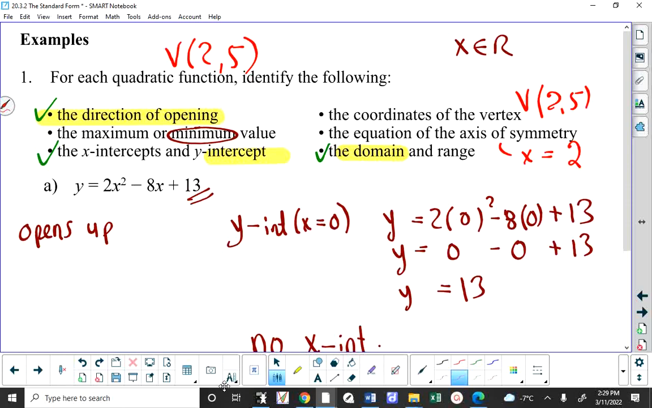What can we say about the minimum value? The minimum is y equals 5 at x equals 2. What else am I missing here? That's it. I've got it all, don't I? Oh, the range. Thank you. It opens up and the minimum value is y, so the range would be y is greater than or equal to 5. But you find all of the information basically from the graph. Let's try another one.